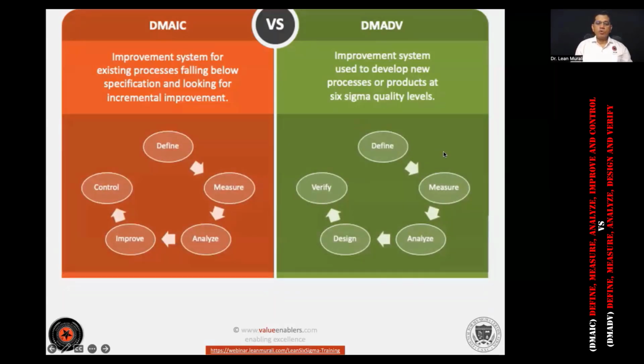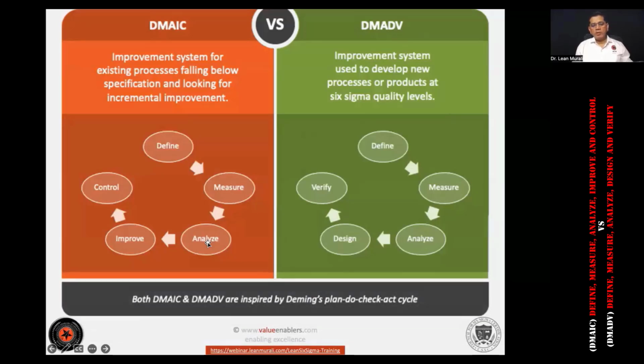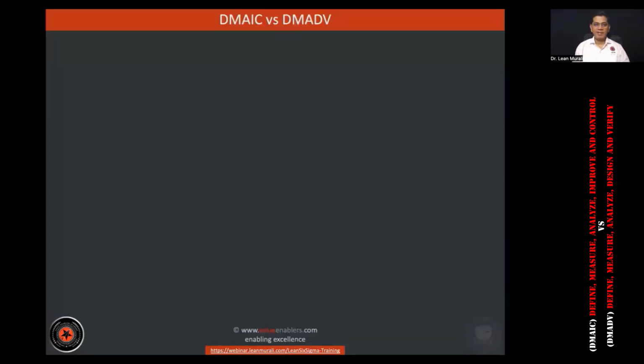Now, if you see here, the route that we have already seen is define, measure, analyze, improve, and control, whereas it is define, measure, analyze, design, and verify. Both DMAIC and DMADV are inspired by Deming's PDCA cycle. Deming popularized this PDCA cycle, though the PDCA cycle actually was practiced and started by Walter Shewhart. After that, Deming popularized it, and it became Deming's PDCA cycle. Okay, let's go a little deeper.